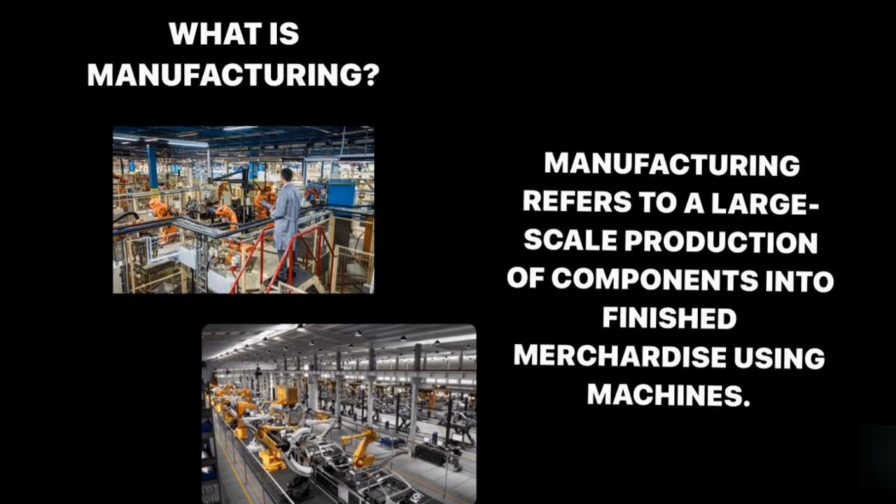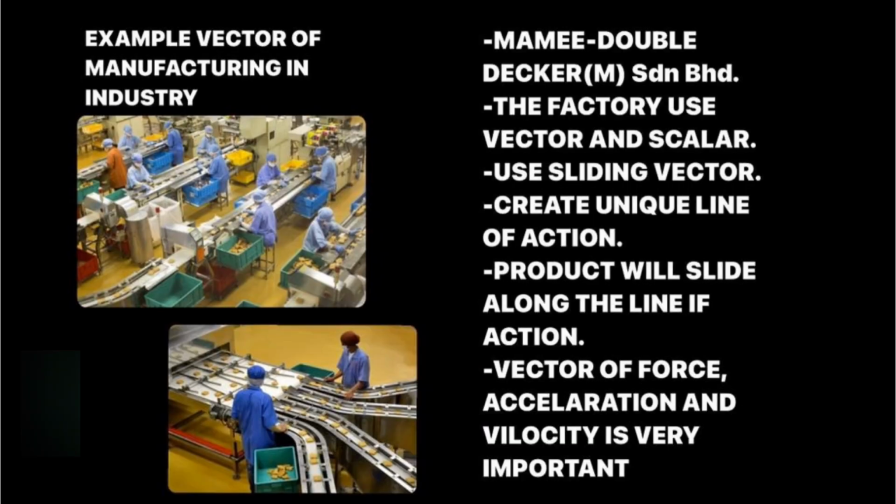Manufacturing refers to a large-scale production of goods that converts raw materials, parts, and components into finished merchandise using machines. There are many examples of vectors in manufacturing industry, but we have chosen Mami Double Decker Sdn Bhd as our example. Mami Factory is one of the manufacturing industries that use vector and scalar.